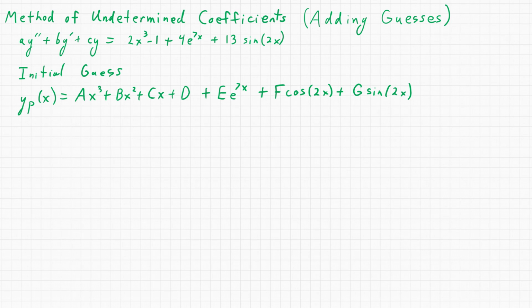And then I really recommend you actually do these separately. So you could guess this one, and then you could go through, figure out the coefficients to solve for the polynomial part. Then separately, you could guess this, put this one through the differential equation, and then solve for the capital E to solve for the exponential part. And then you could put in this trig function part into the differential equation, and then solve for capital F and capital G to solve for the trig part on the right-hand side. But that's the idea.